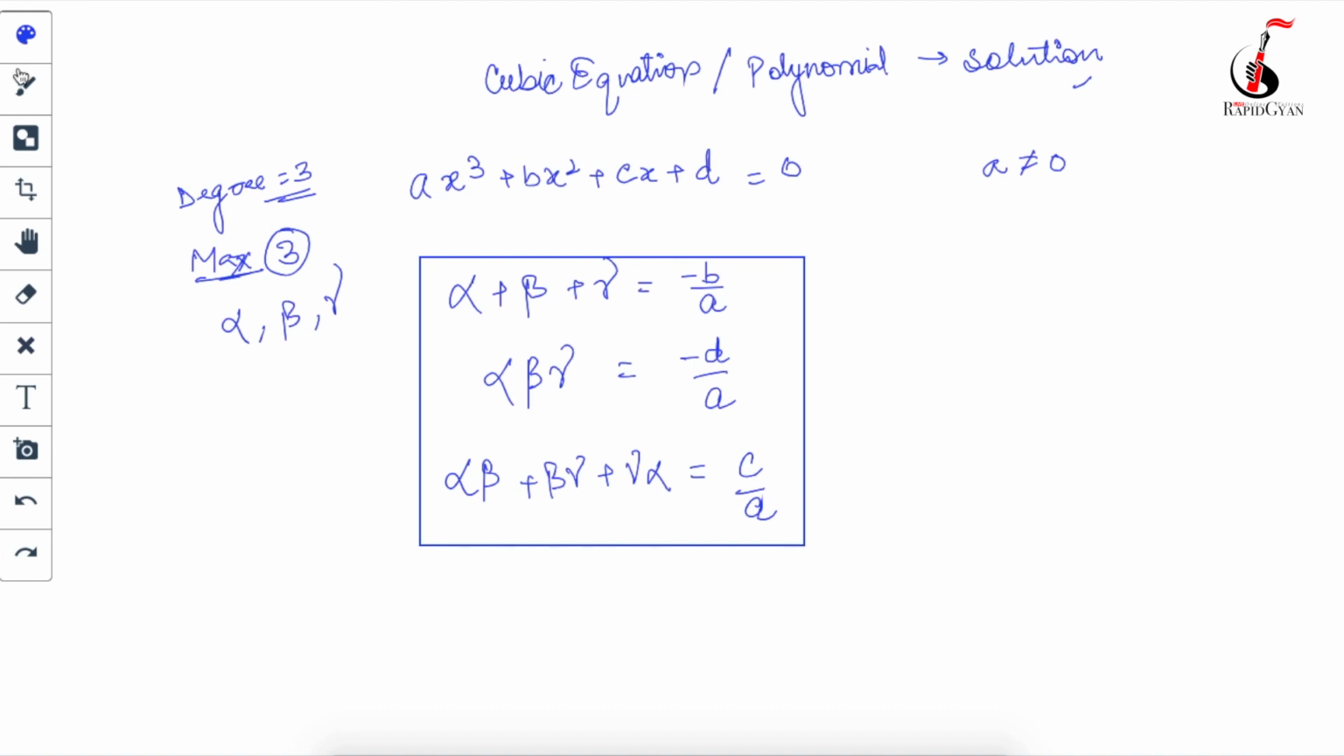There is one solution which you already know, that is the division method. First we find the first root by the hit and trial method, and after that we divide the cubic equation. Our quotient will become a quadratic equation, and then we solve the quadratic equation. That's one of the solutions. I am assuming that you already know it. If you are not aware of that solution, please ping me in the comment section and I will make a video on that.